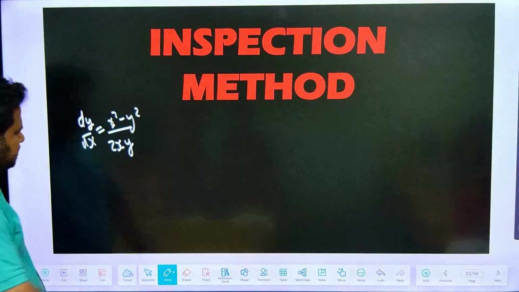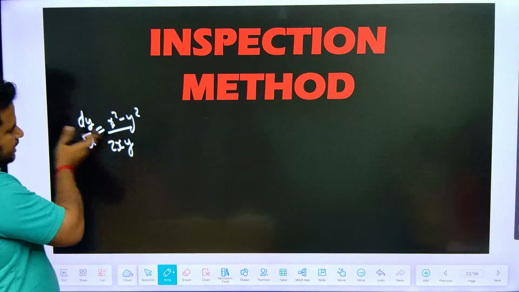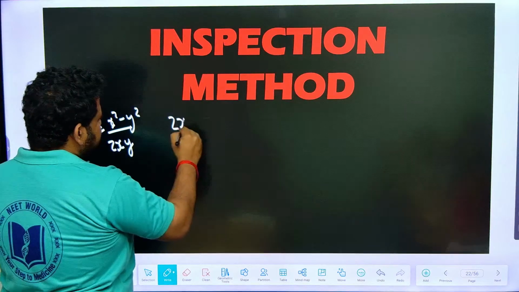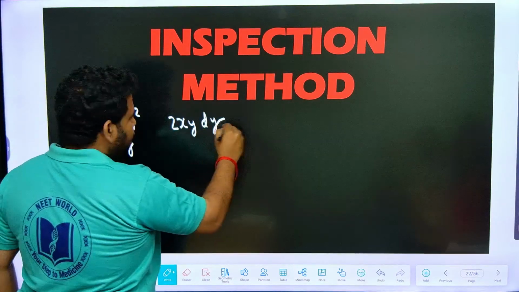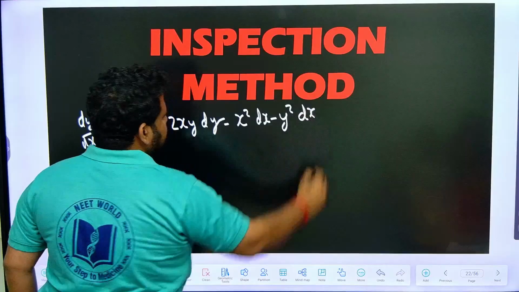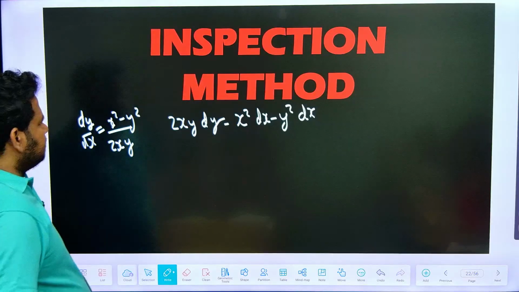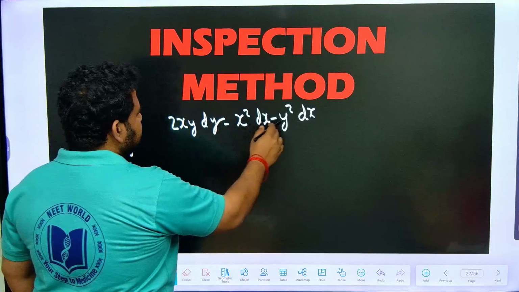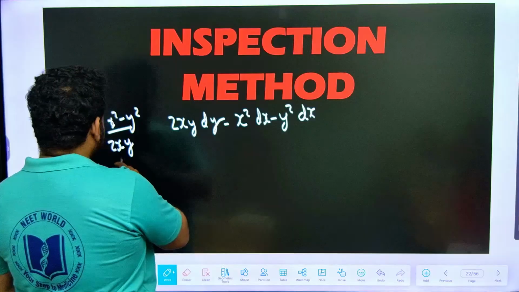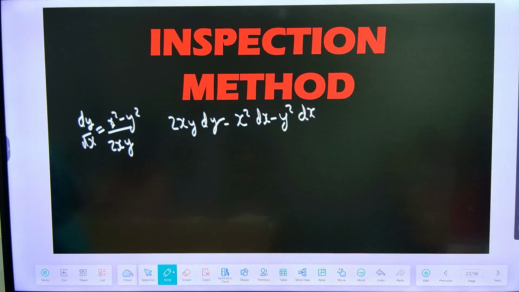Instead of applying, since this is a homogeneous differential equation, instead of putting y equal to vx, what I will do is I will cross multiply. I will multiply dy with this, I will multiply dx with this. What I will have: 2xy dy is equal to x square dx minus y square dx. Now x square dx and y square dx, this is what we are having. Now what to do is 2xy dy, this is what. Is the question correct? Same question we solved or what?